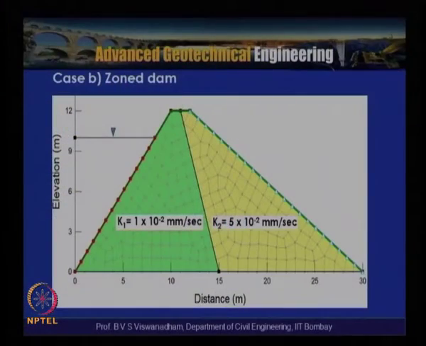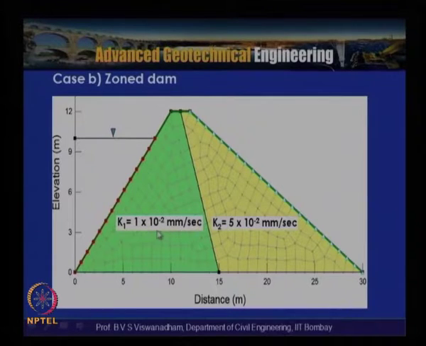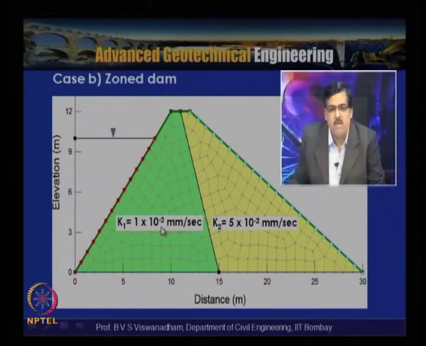Now the same problem, but in this example the dam is constructed with two different materials. The layer on the left-hand side has permeability K1, which is 1 into 10 to the power of minus 2 mm per second, and here it is 5 into 10 to the power of minus 2 mm per second. So the permeability of this layer is 5 times more than soil 1, which is indicated with a green color here.